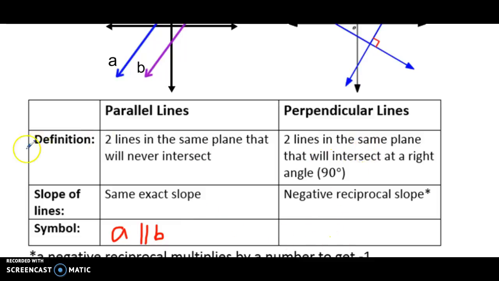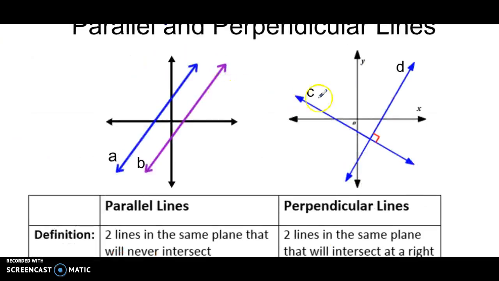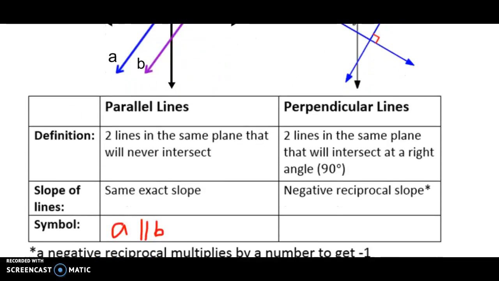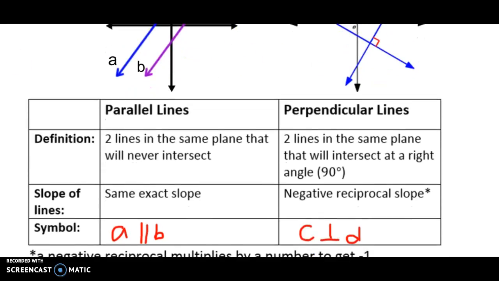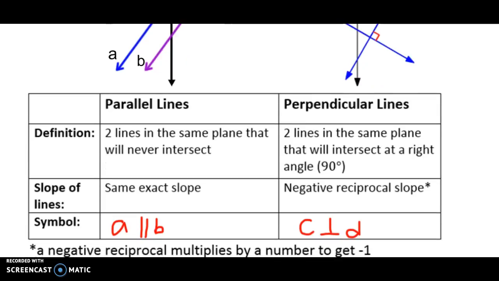For perpendicular lines, if we scroll up, we'll see that I named these lines C and D. So when we're talking about these two perpendicular lines, we can describe it as line C being perpendicular to line D. Now the symbol for perpendicular lines is kind of like an upside down T, and if you look at it, it kind of has that 90-degree angle that we should become familiar with seeing in perpendicular lines.